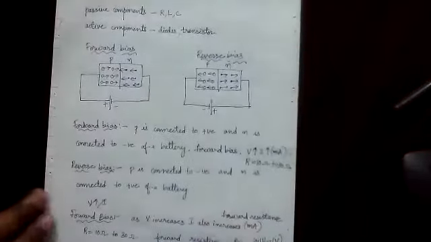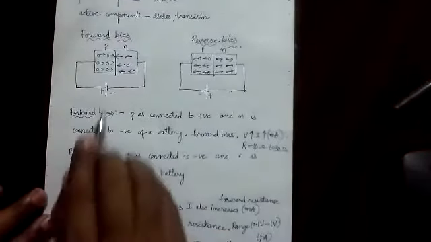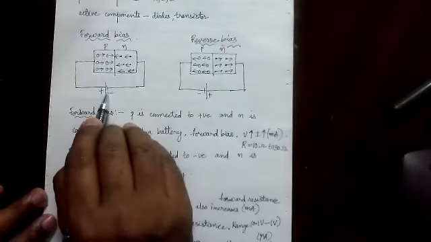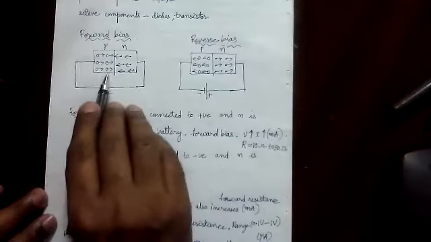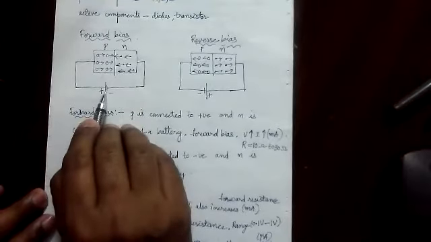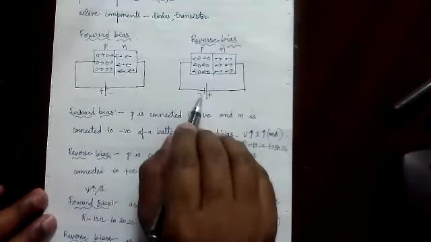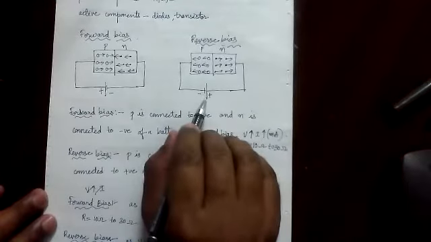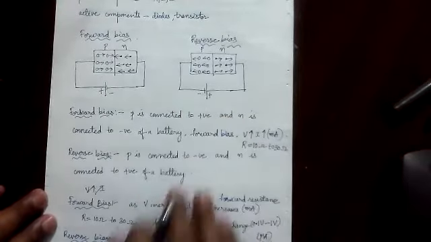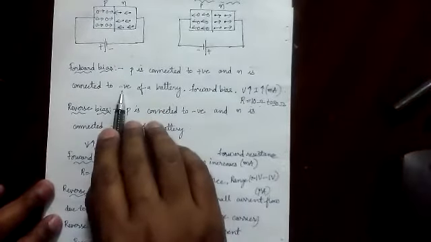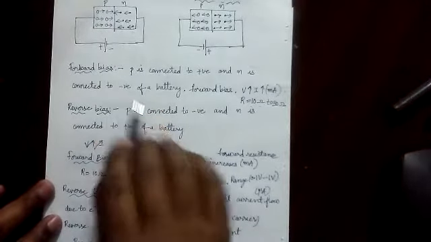Now forward bias. What is forward bias? Forward bias means when the p type substrate is connected to positive and the n type substrate is connected to negative, then we say the diode is forward biased. And if p type is connected to the negative terminal and n is connected to positive, then that is said to be reverse bias. So we have forward bias and we have reverse bias. P is connected to positive and N is connected to negative of a battery, so that is forward bias.